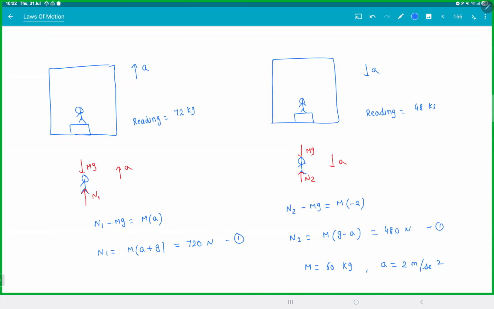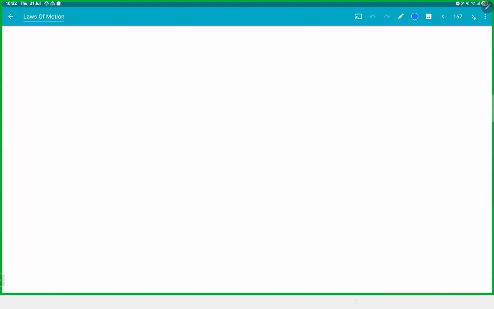Clear with this? All clear with this? So that is how you handle problems with weighing machines. Any doubts on this? Great. Let's see one more.